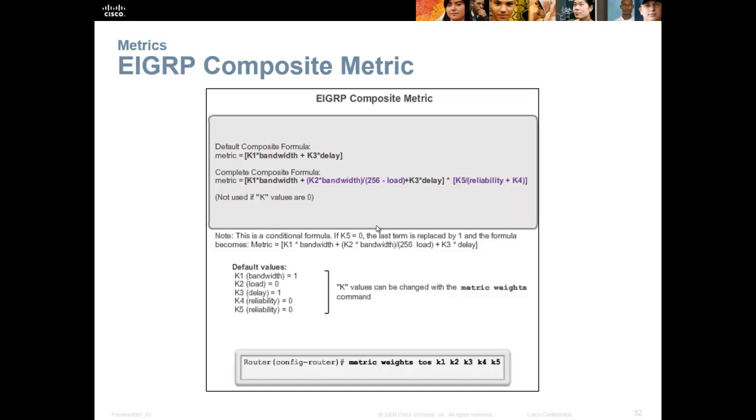So again, to my knowledge, you will not have to calculate that formula, but you will be expected to know that K1 and K3 are turned on by default with the value of a 1. And then K2, K4, and K5 are turned off with a value of 0. And so that you know, EIGRP by default just takes bandwidth and delay into consideration.